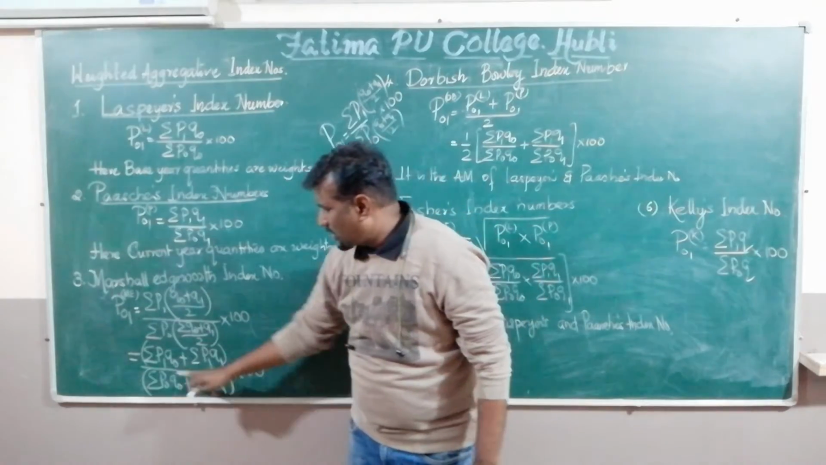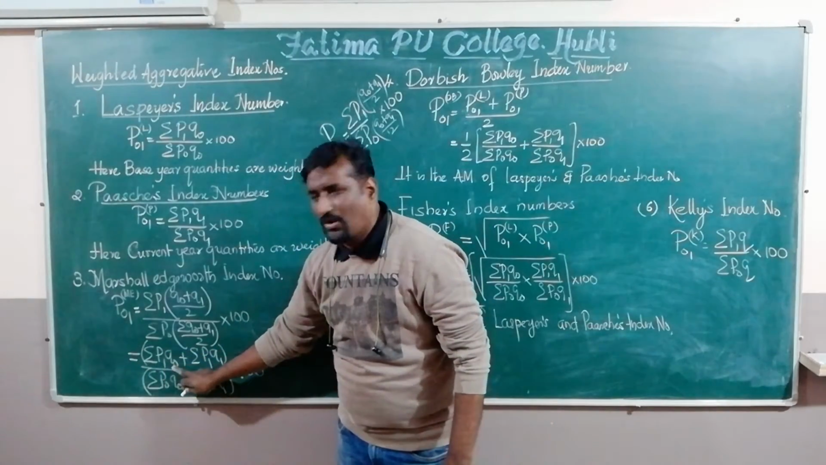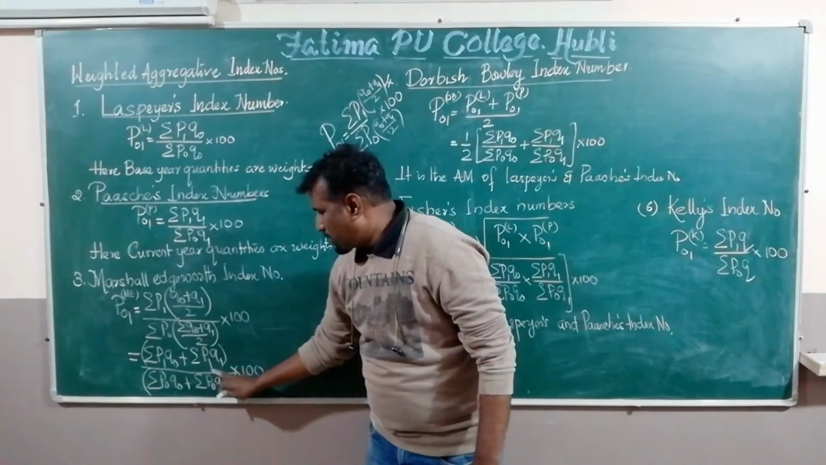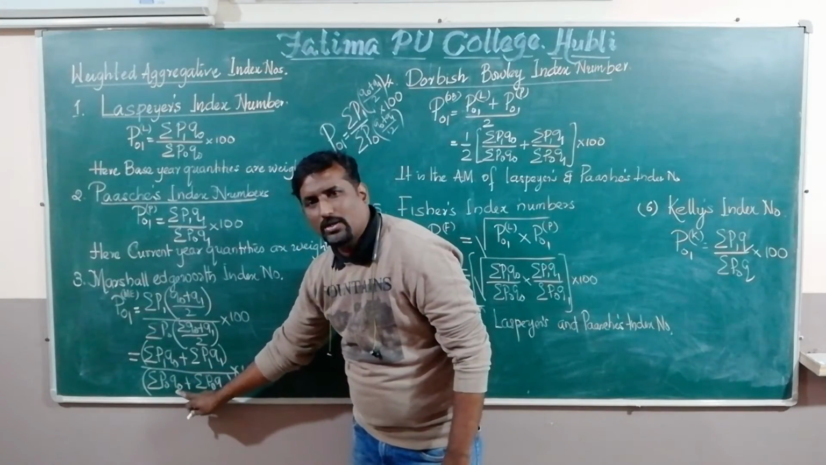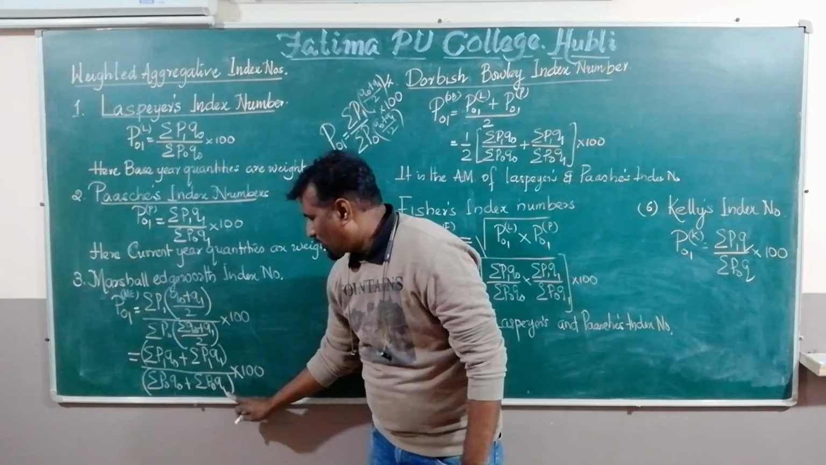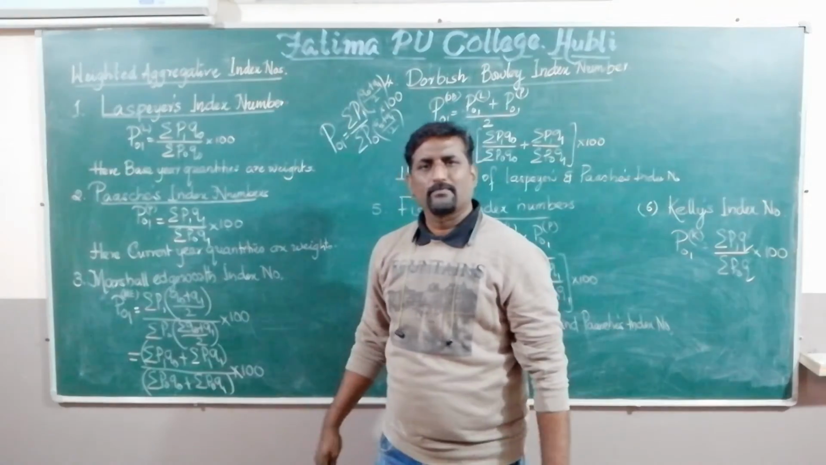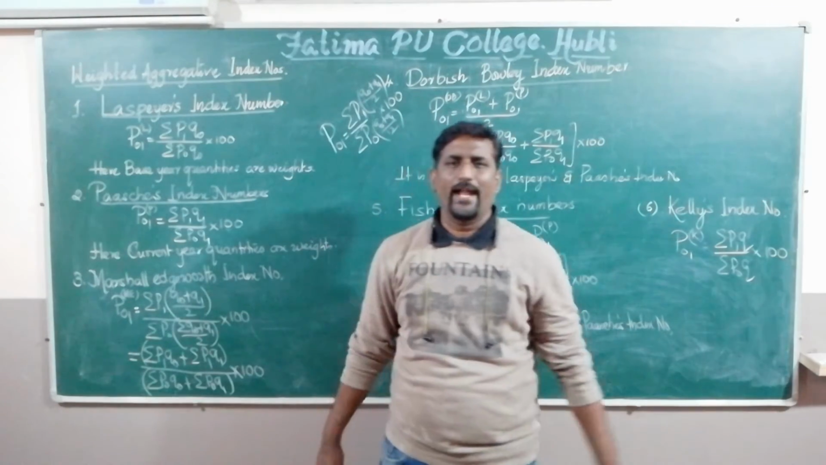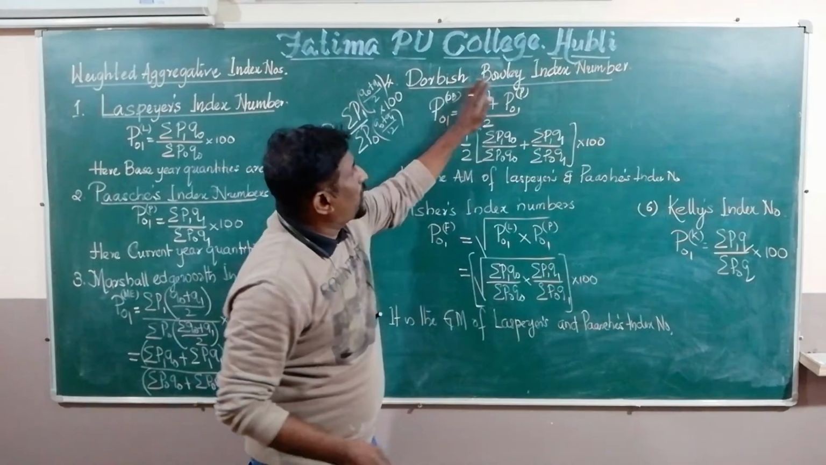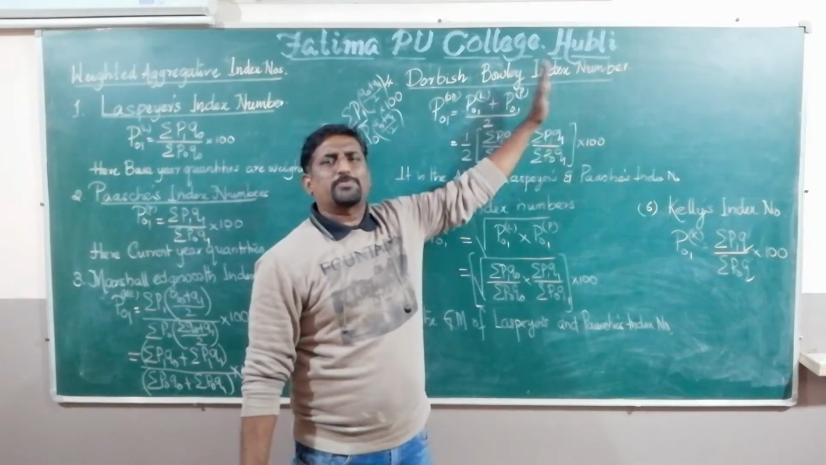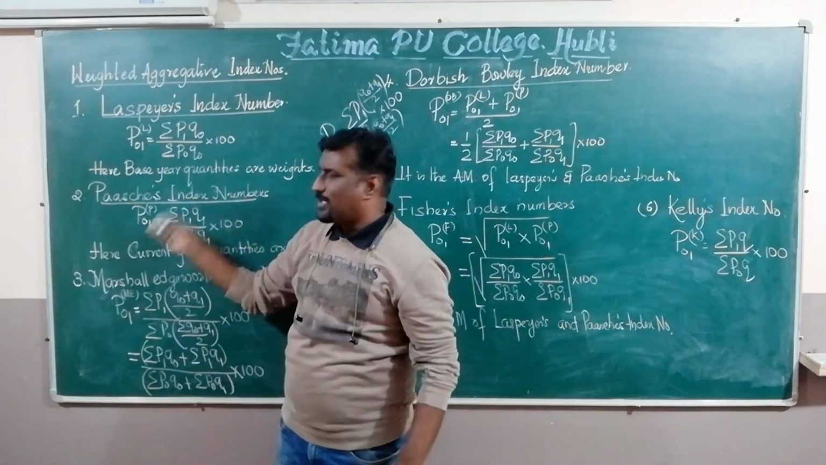If you see clearly, summation P1 Q0 plus summation P1 Q1 divided by summation P0 Q0 plus summation P0 Q1, into 100. This is the Marshall-Edgeworth index number. Okay. The next one is the Dorbish-Bowley index number. Again, the Dorbish-Bowley index number is based on last year's and past year's only.